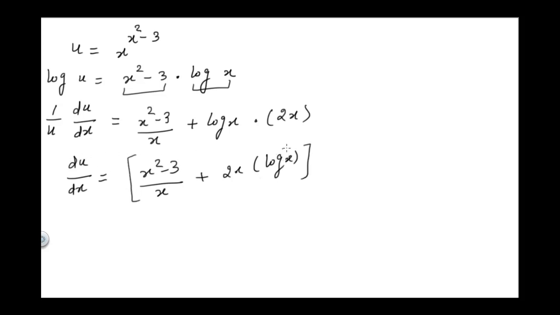We will multiply both the sides of the equation with u. What is the value of u? x to the power x square minus 3. Now let us equate it as equation number 2. Right. Now we will do for v.